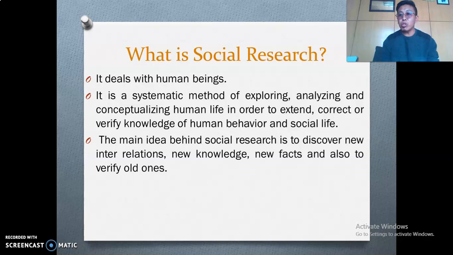So in simple words, social research means the study of human beings. We try to study the interrelationships, how people behave in a certain way in certain settings in a society. We try to understand all these interrelationships and different institutions, different organizations. We do this in a very systematic manner. When we deal with human society or human beings, that is called social research.